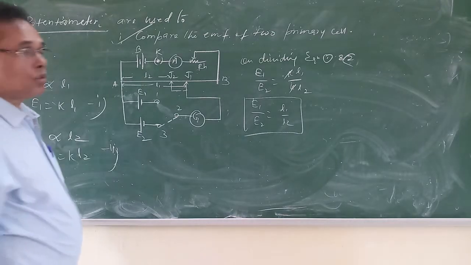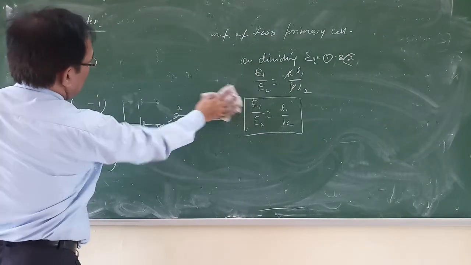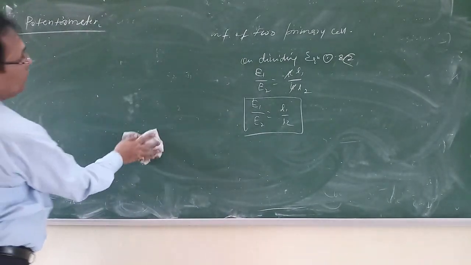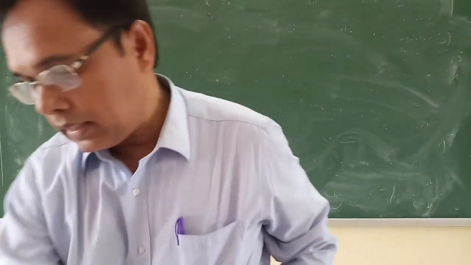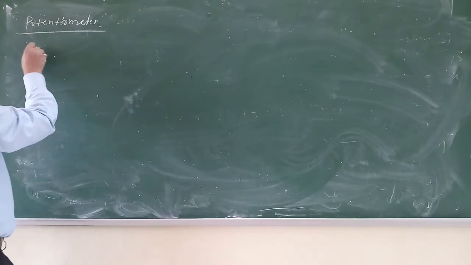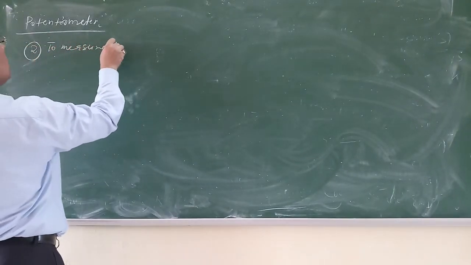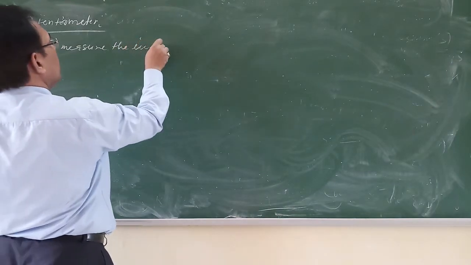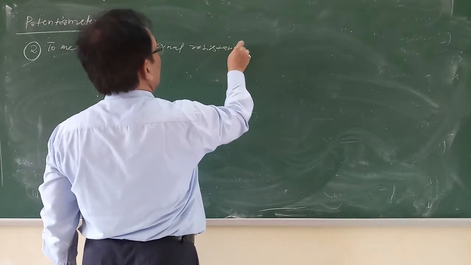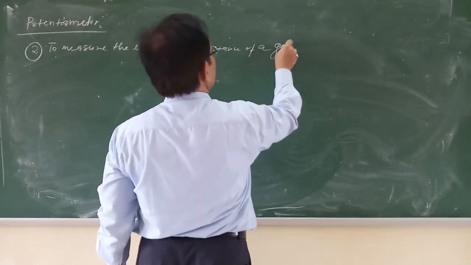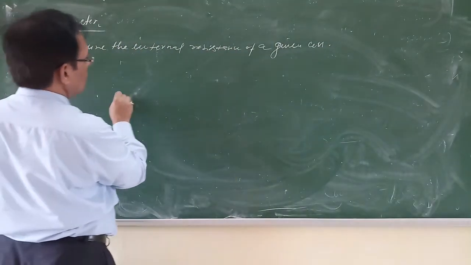Now the second use of potentiometer is to measure the internal resistance of a given cell. So here again you draw the circuit diagram.